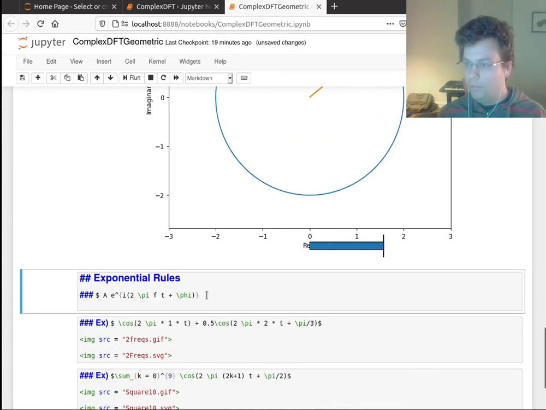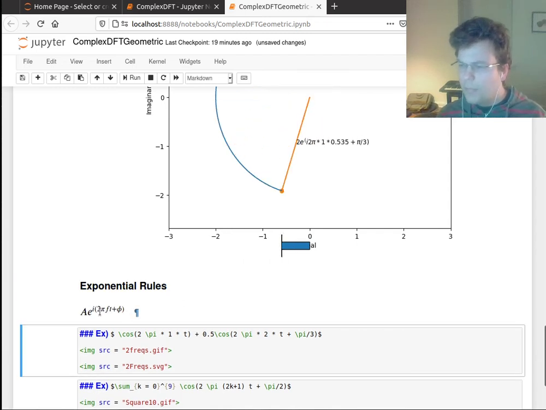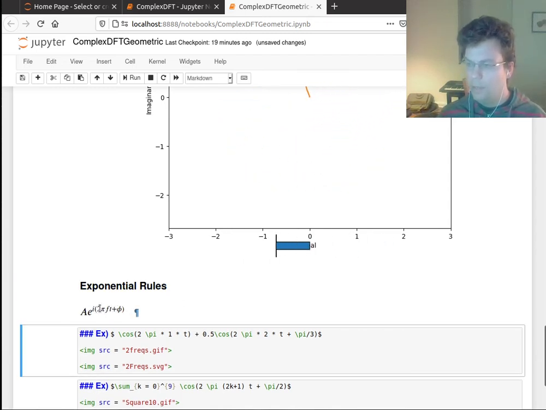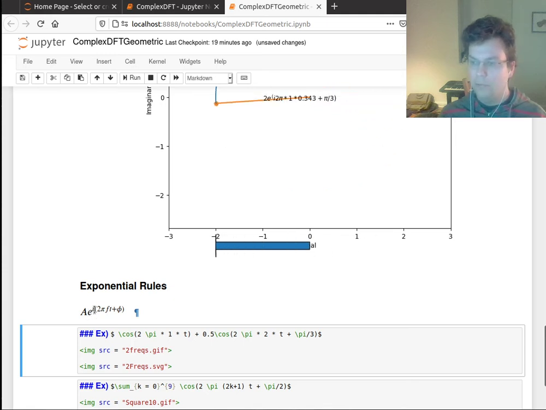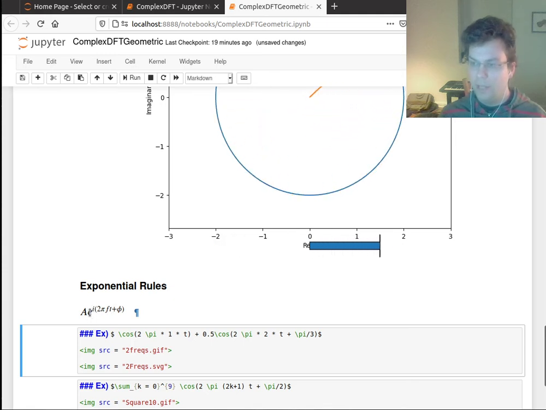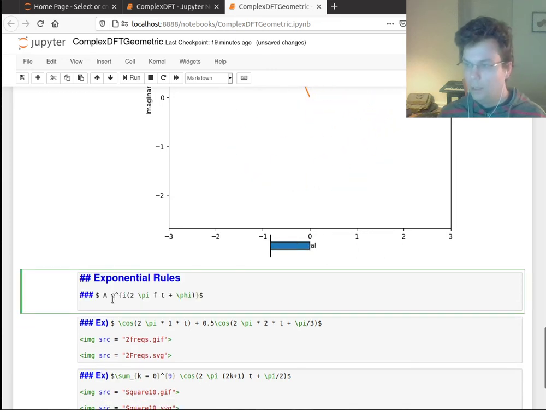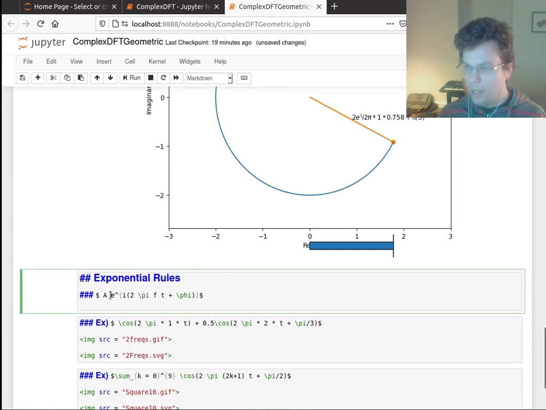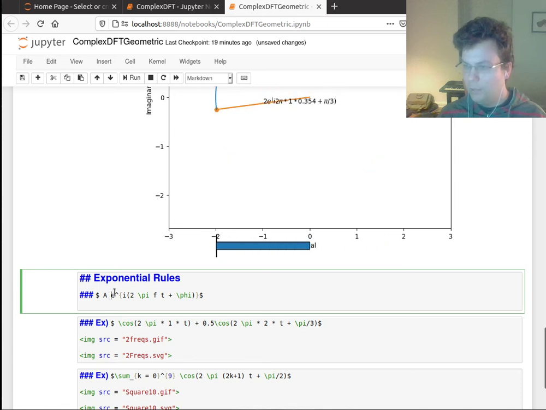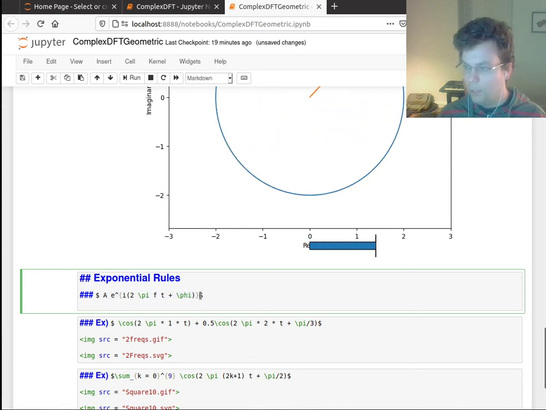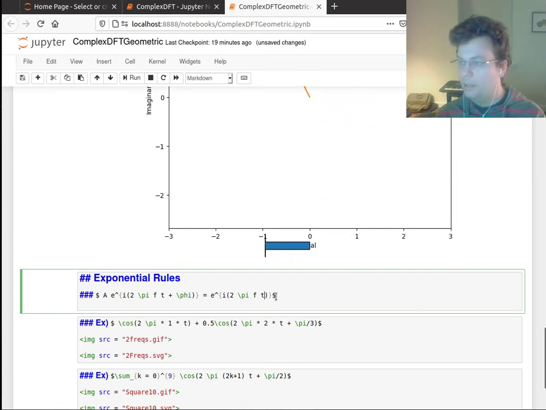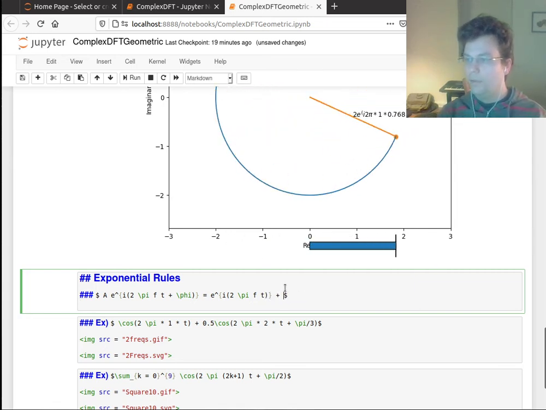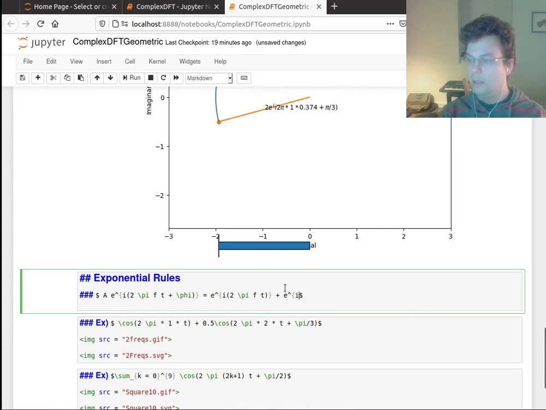Yeah, so just my phasor to start with. I can actually break this apart because my rule of exponents says that a base raised to something plus something else is the base raised to something quantity times the base raised to that other thing. So I can actually split this up as, I'll keep the amplitude out there, that's just a scale, but I can split this up as e to the i 2 pi ft times e to the i phi.